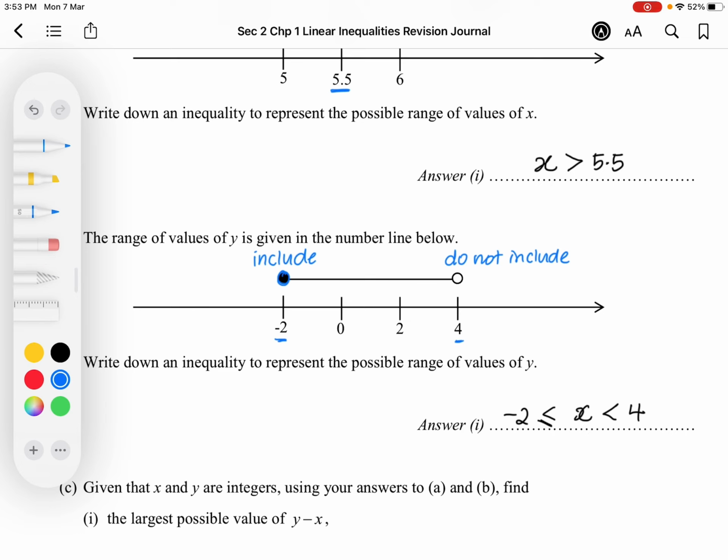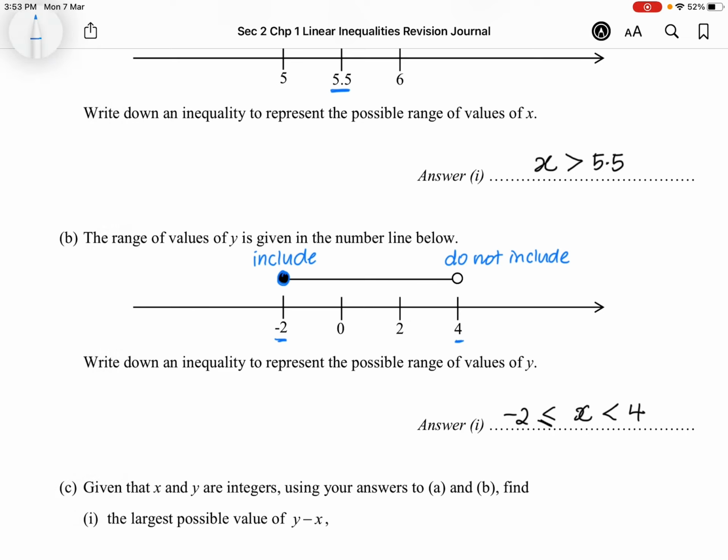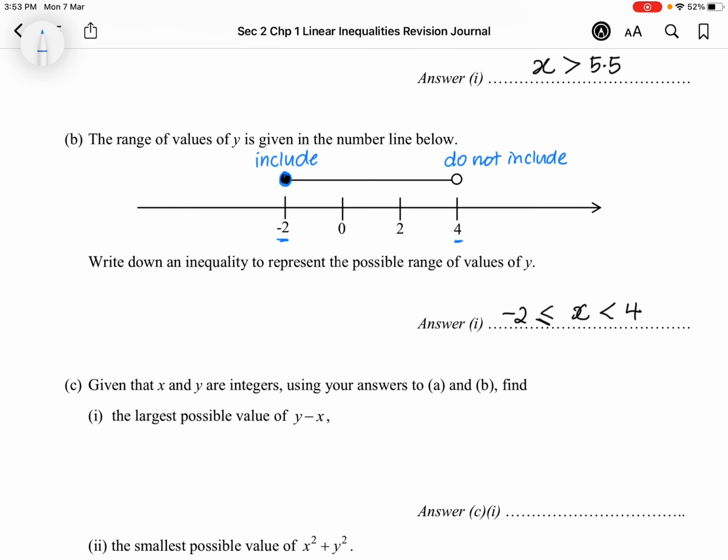Okay, next part. The question says that given that x and y are integers, using my answer to part A, x must be bigger than 5.5, but x is an integer. What are the numbers that x can take? Integer means whole number, right? So what are the numbers x can take? 6, 7, 8, 9, 10, 11, 12, and so on and so forth.